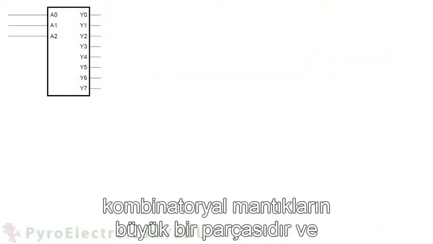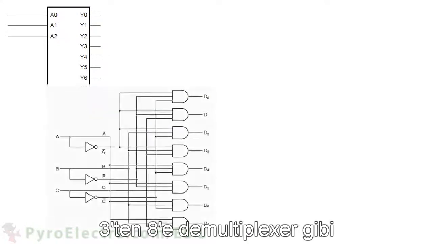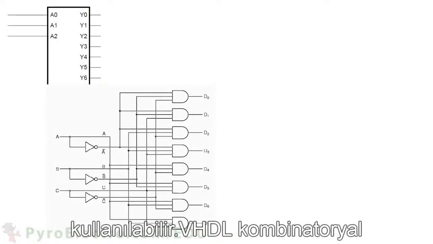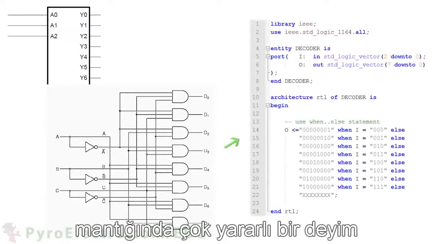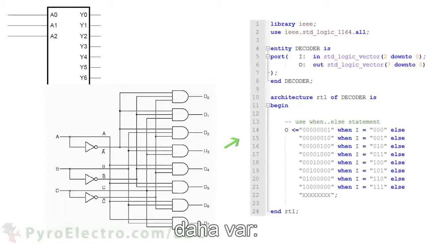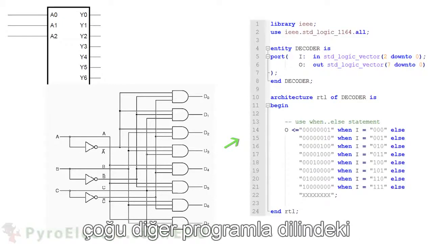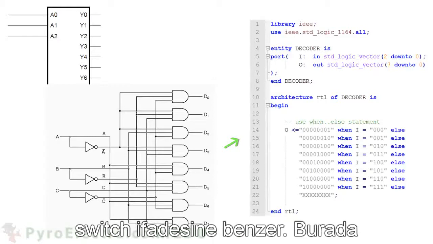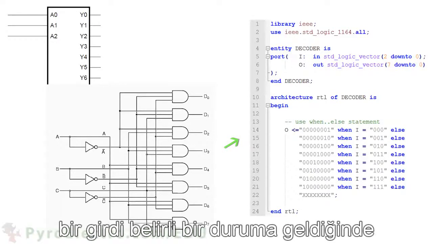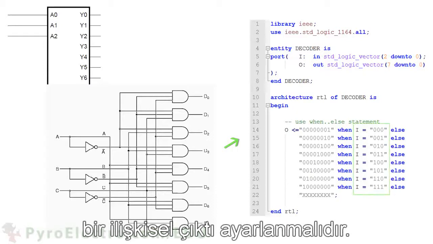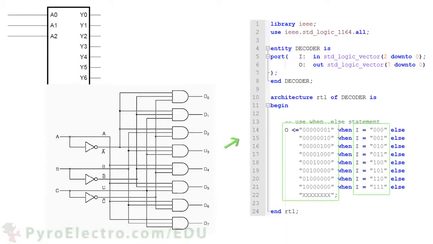While logic gates are a large part of combinatorial logic and can be used to create many useful things, like this 3 to 8 demultiplexer, there's another type of statement in VHDL combinatorial logic that is very useful. It's called the when-else statement. This is similar to the switch statement in most other programming languages, where when an input has a certain state, in this case I, a correlating output should be set.